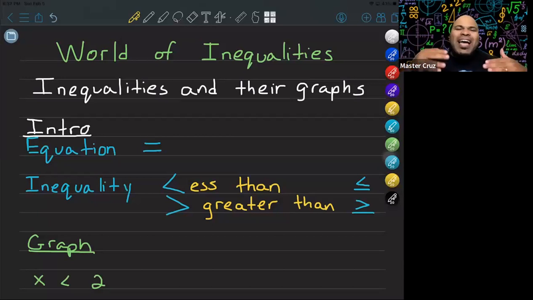And today we're going to dive deep into the world of inequalities so we can learn the intro, or the basis, of inequalities and their graphs. So here we go. The first thing is you need to be able to identify an inequality. How do we know what's an inequality?